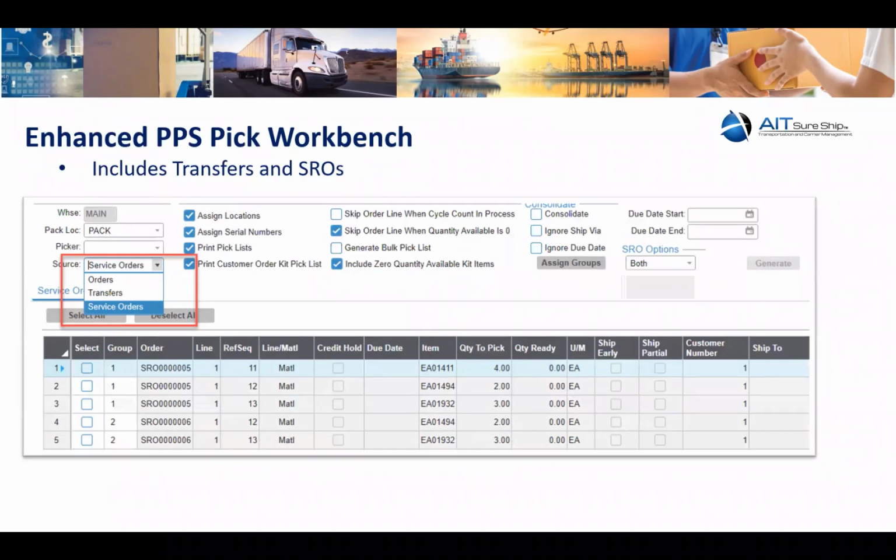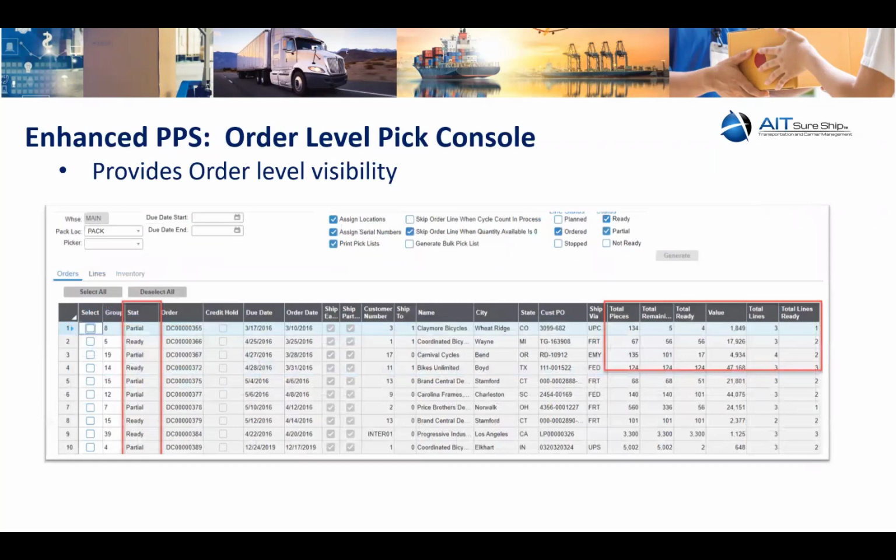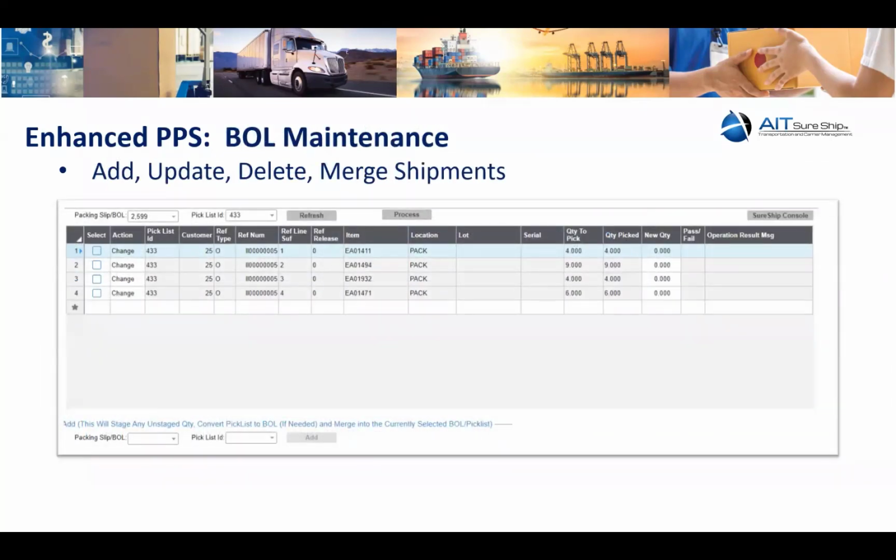I've mentioned this, but our pick, pack, and ship workbench includes transfer orders and service orders. And if you're familiar with pick, pack, and ship, we have consolidated that. The pick workbench is line by line. Some of our customers have 300 lines on an order, and they want to use pick, pack, and ship, but it's a little bit unwieldy. Our order pick console is at the order level and gives you summary information about what you can and can't ship.